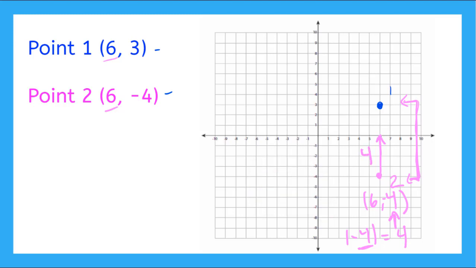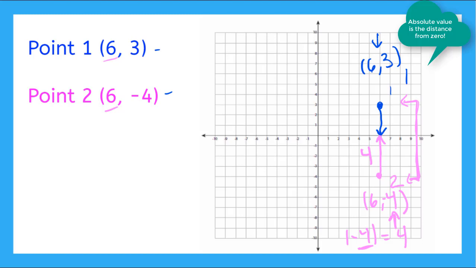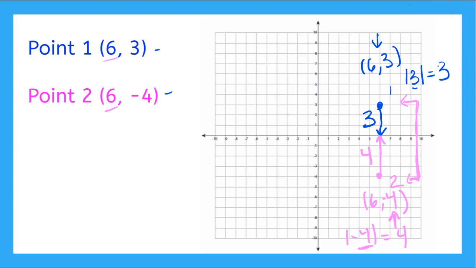Now I'm going to do the same thing for point 1. I know my coordinates for point 1 were 6, 3. And if I want to find the distance between my point and the x-axis, I can take my y-coordinate and take the absolute value. So the absolute value of 3 is the positive of that number, which is 3. So now I know my distance between point 1 and the x-axis is 3. That means the total distance between point 1 and point 2 is going to be 3 plus 4, which is equal to 7. So now I know that this total distance here is equal to 7.